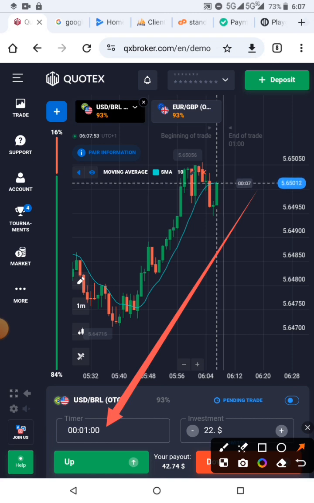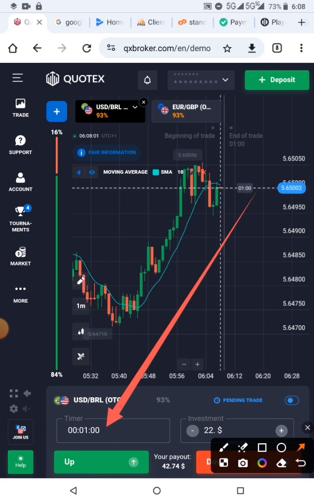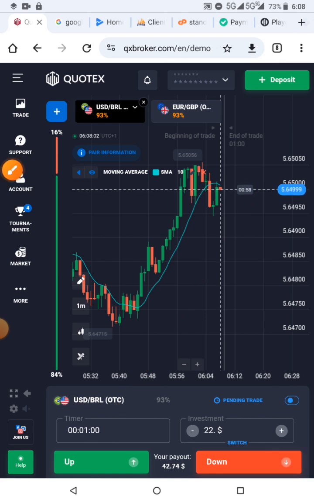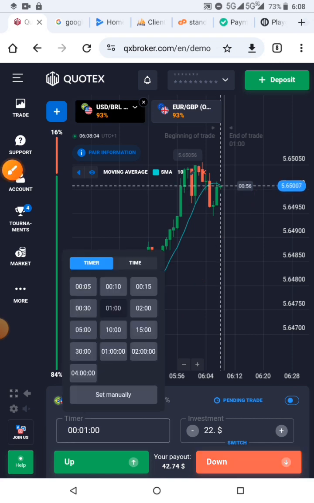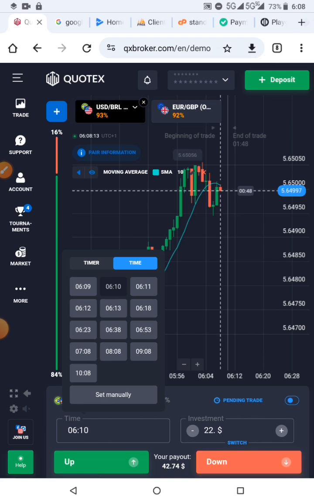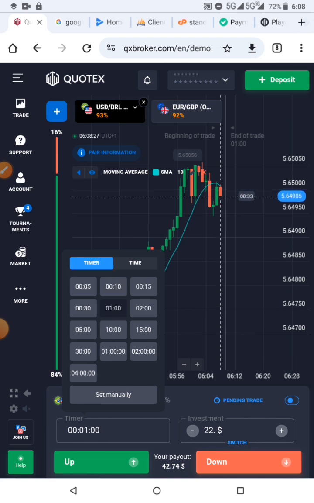But when it's on timer, that is where you can choose between 1 minute and any other time frame of your choice that is listed here that you are good in trading with. But let it not be on time. Time is just your normal time zone. You could say 6:10, 6:08. This is just your normal time. But timer is just a time frame. You select the time frame to trade on.